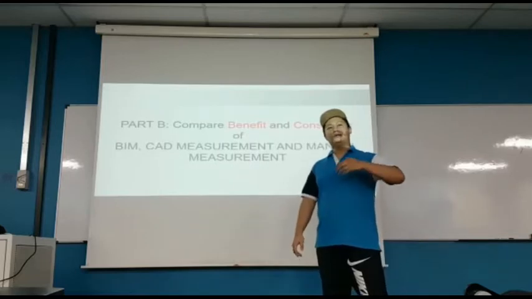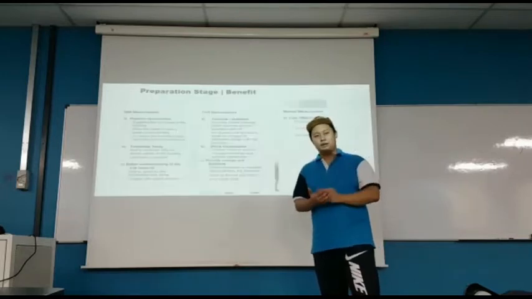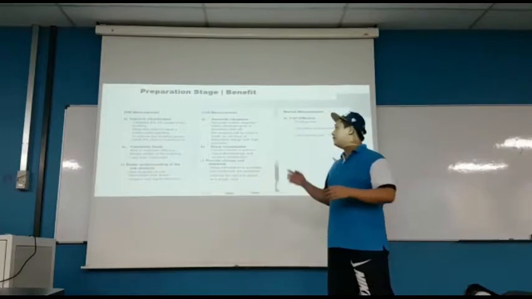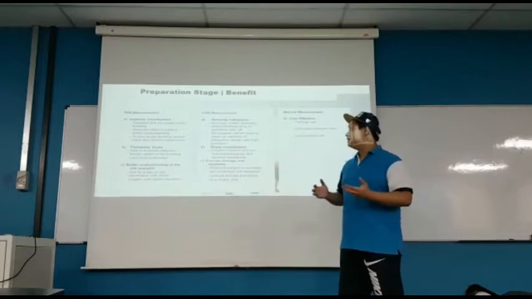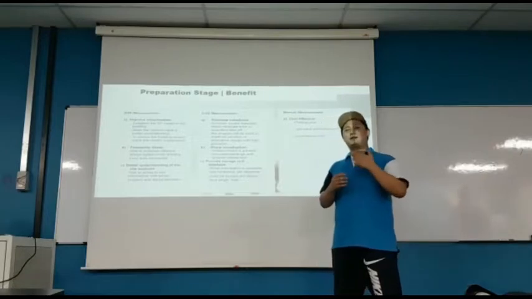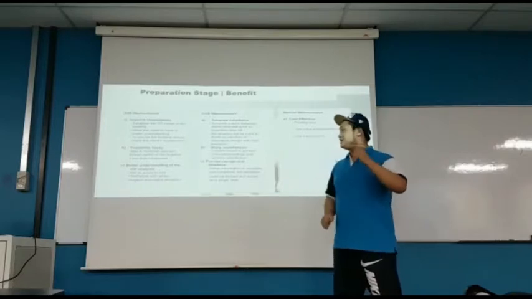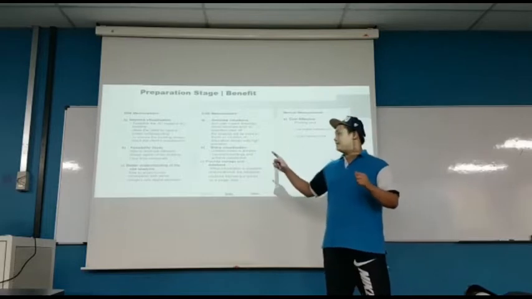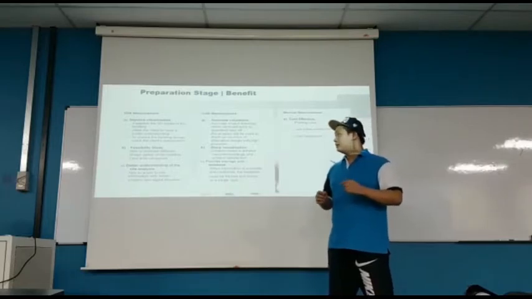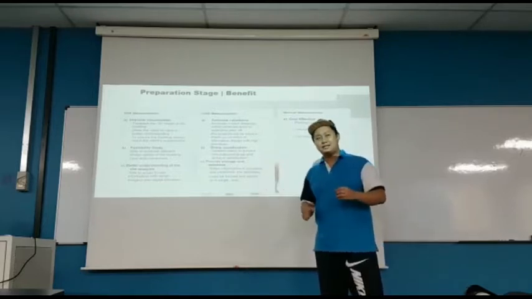So now I'm going to talk about the comparison of benefits and constraints among BIM, CAD measurement, and manual measurement. The first one is during the preparation stage, what are the benefits? For BIM measurement, it improves visualization. We can make 3D models of the buildings and allow the client to have a better understanding of what the building is and how it is going to look, and to ensure the building design reaches the client's requirement. Besides that is the feasibility study. It's able to evaluate different design options of the building, and it takes less time. And then third, better understanding of the site analysis.